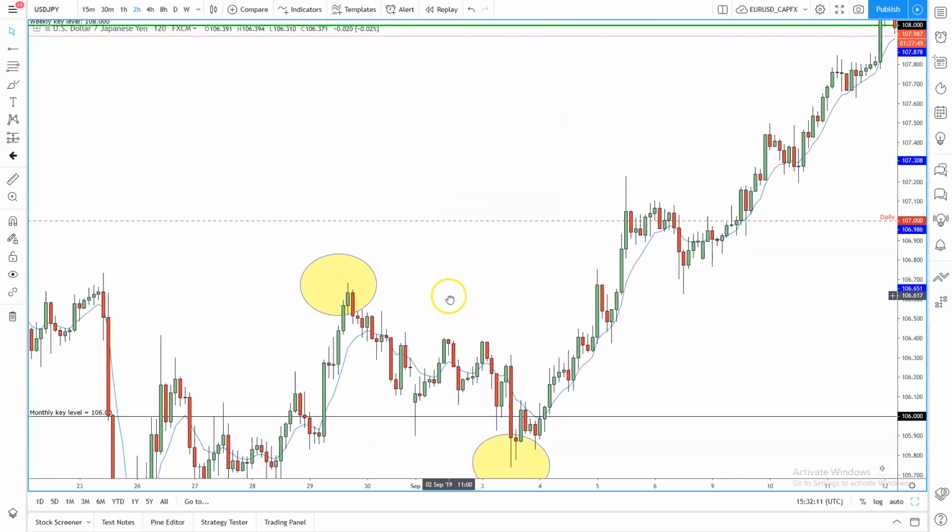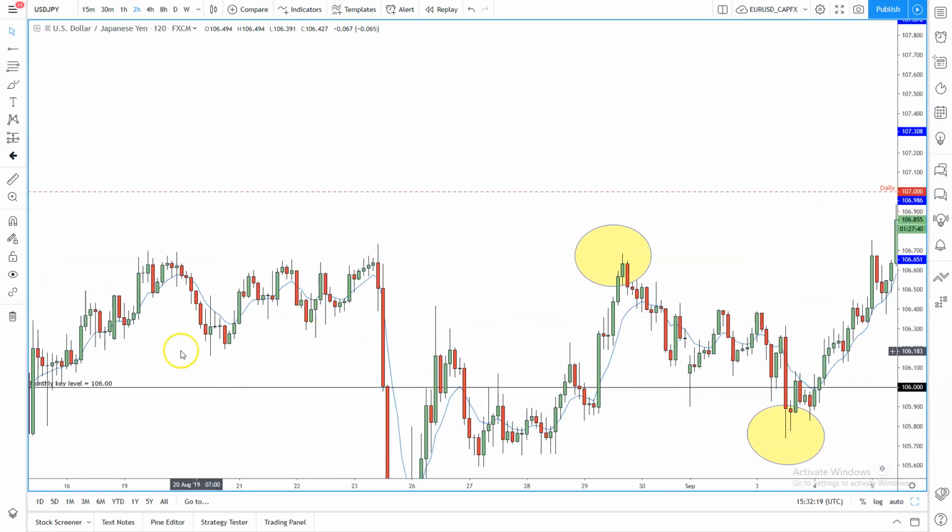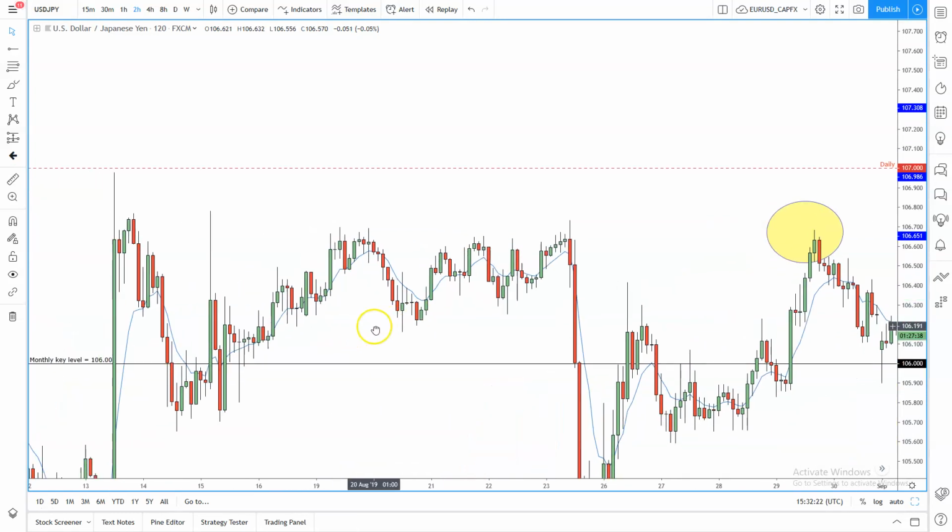Let's see another example of an evening star candlestick. You can see it is a 3-pin formation here, 1, 2, 3, entry at the close of the third candle. Just look if I can get an evening star candlestick formation.